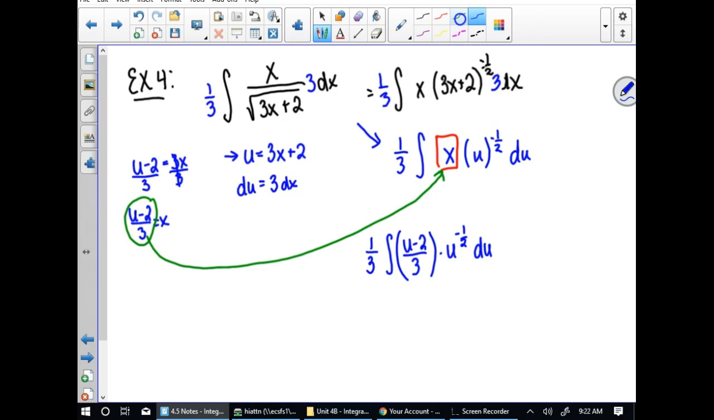Once you get it here, I sometimes think it's a little hard to get this ready to integrate, because you can't integrate it like it is. So what could we do to get it ready to integrate? Okay, what are we distributing? u to the negative 1/2.